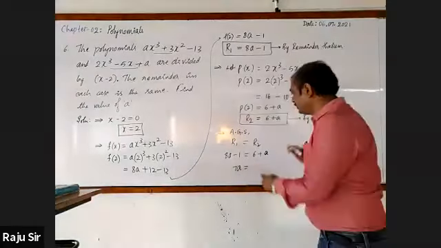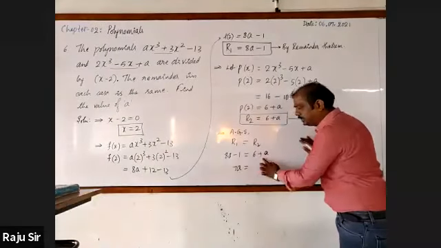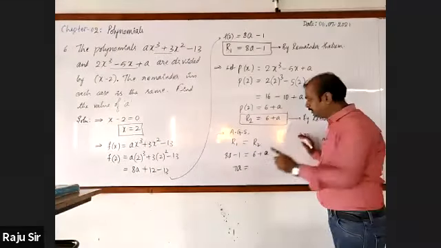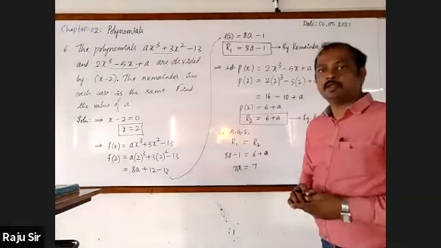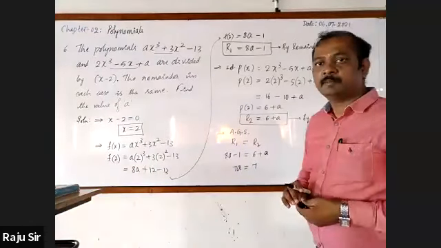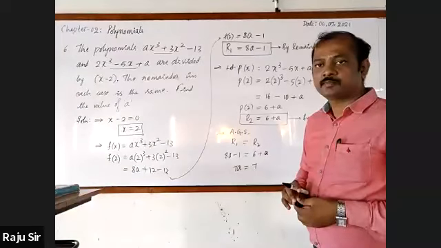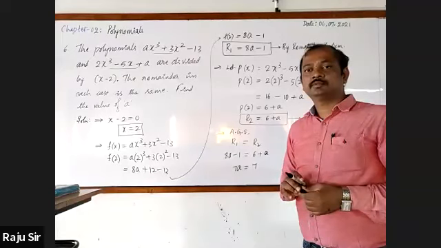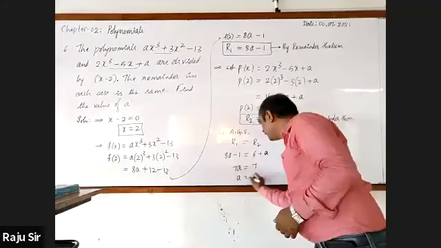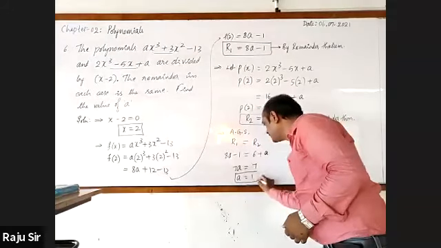7a is equal to 7. Transfer minus 1 to the right hand side. It becomes plus 1. Then 6 plus 1 is 7. Prithvi, now you tell what is the value of a? 1. Yes, 7 by 7 will be 1.